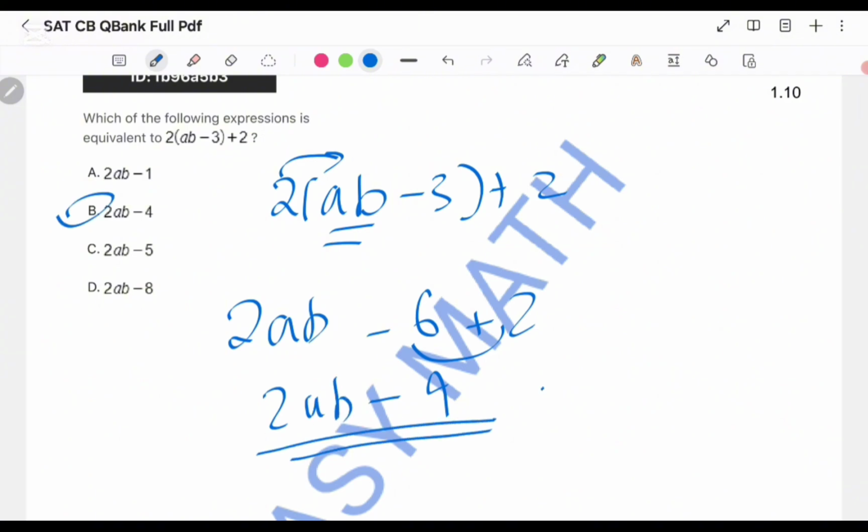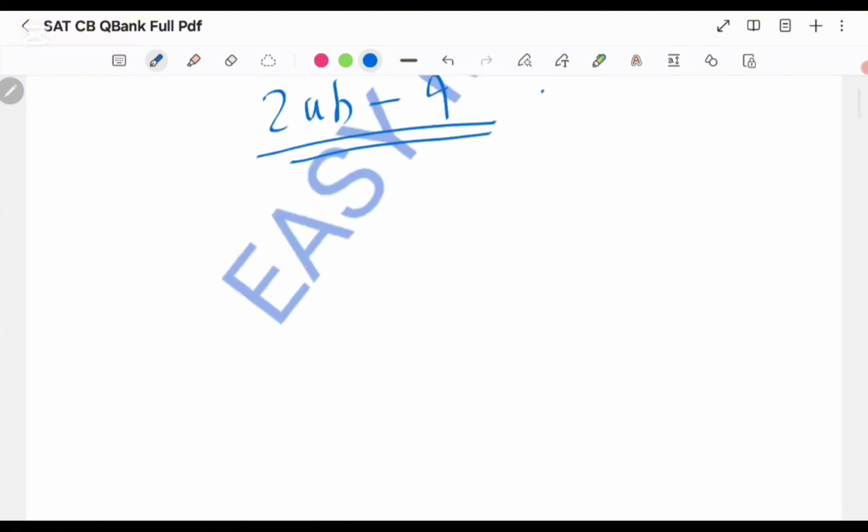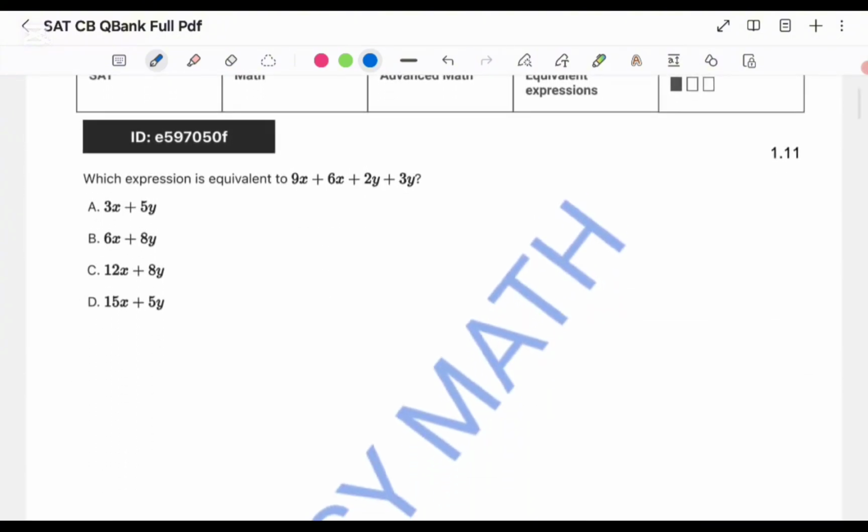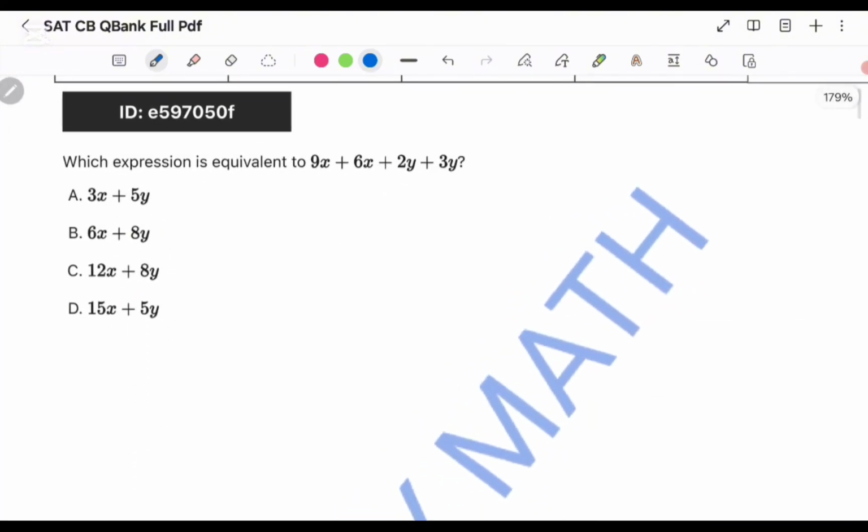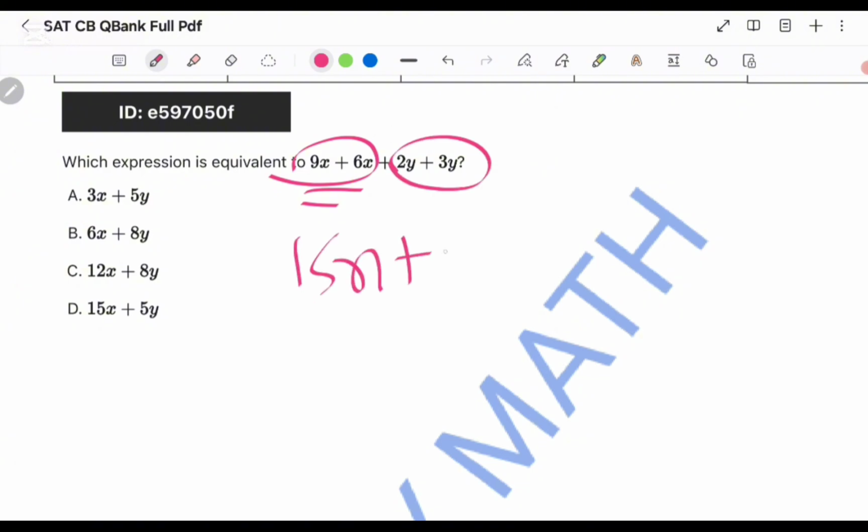Choice number B. Moving forward, we have this question which goes like 9x plus 6x plus 2y plus 3y. Again, it is just testing if you can identify the like terms and join them together. Very obviously, these are the like terms here and these are the like terms. 9 plus 6 is going to be 15x. And then we have 2 plus 3, which is going to be 5y. So we have 15x plus 5y, which takes us to choice D.